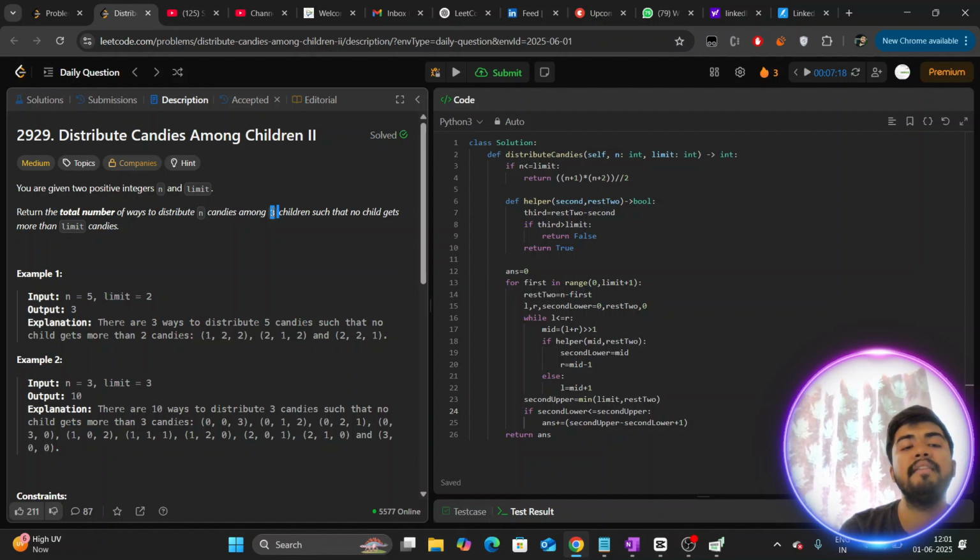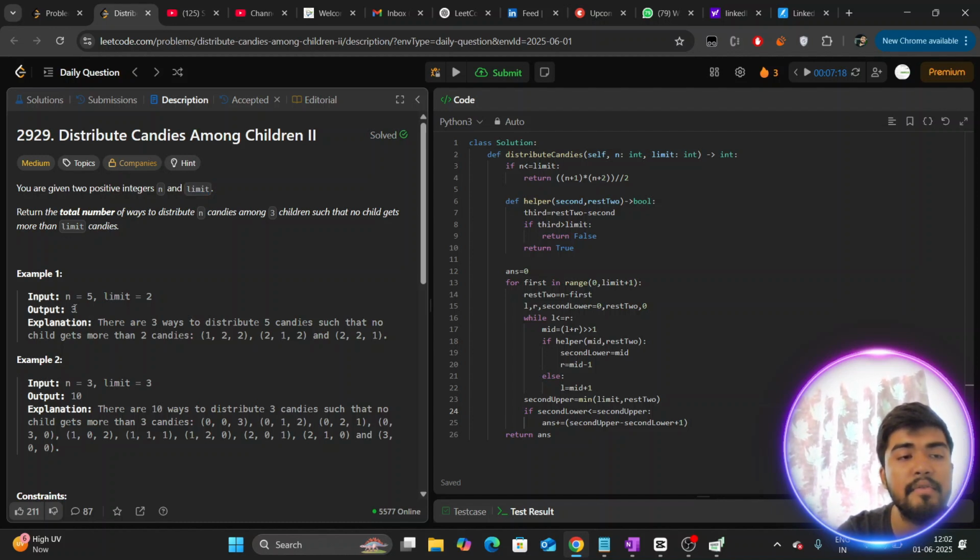So we have to divide the candies among three children such that no child gets more than limit candies. So this is the limit factor they have introduced. Limit is basically the upper value of candies that a particular child, a single child, can have. A single child is not allowed to take more than limit candies. That is what the limit stands for. So we have to return the total number of ways to distribute n candies.